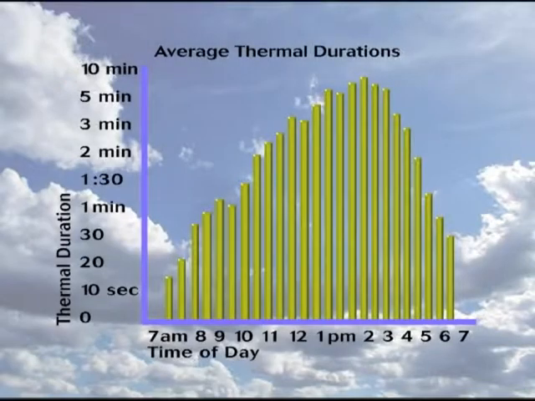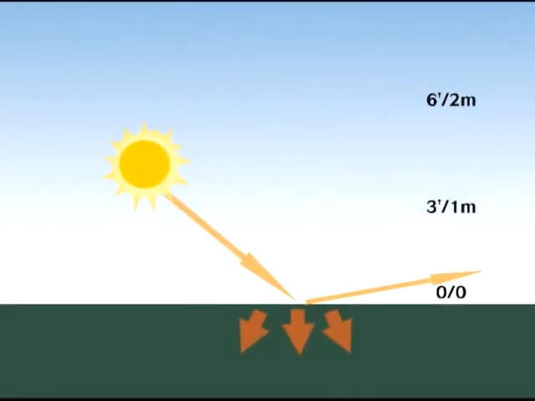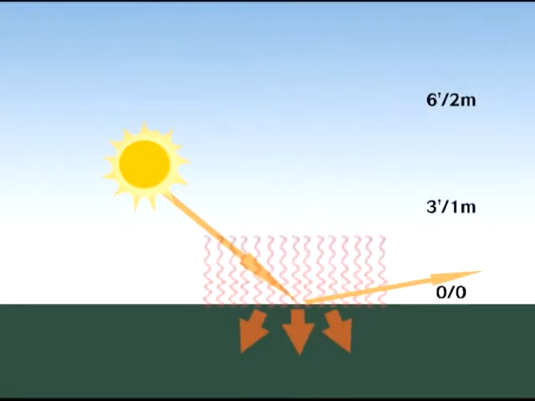A thermal's life is relatively short, usually lasting only a few minutes from formation to dissipation. Early morning thermals may last less than a minute, while big midday thermals can last from 3 to 10 minutes or perhaps longer. These durations can vary significantly depending on the lapse rate, surface type, and wind velocity in your flying area. As the sun rises in the morning sky, its energy is absorbed by the ground, which begins to slowly heat the air a few feet above it.